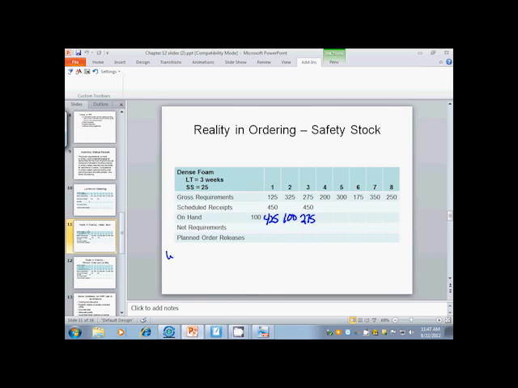Moving along to week 4. In week 4, we had left on hand at the end of week 3, 275 units. We have no scheduled receipts.